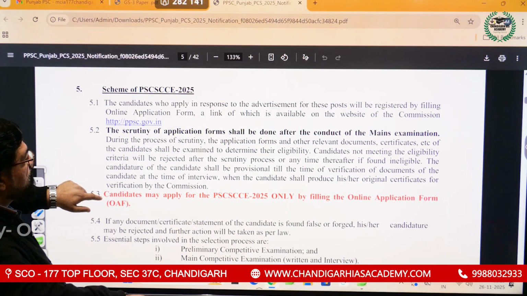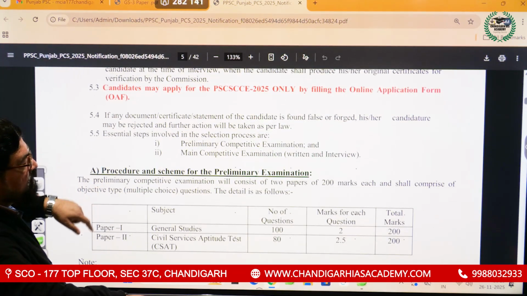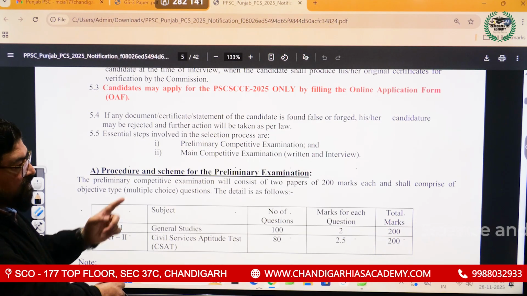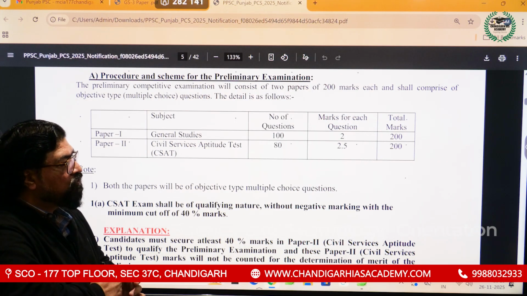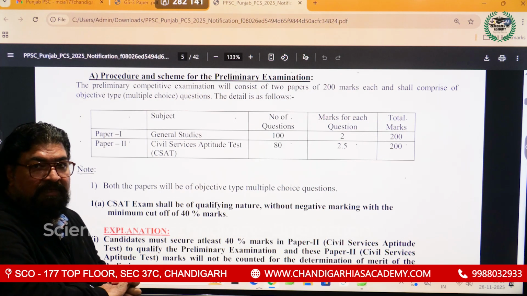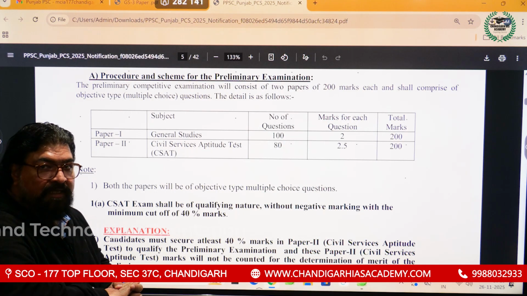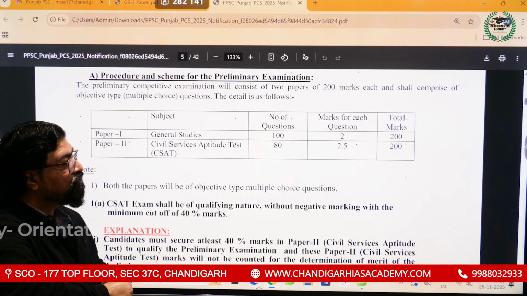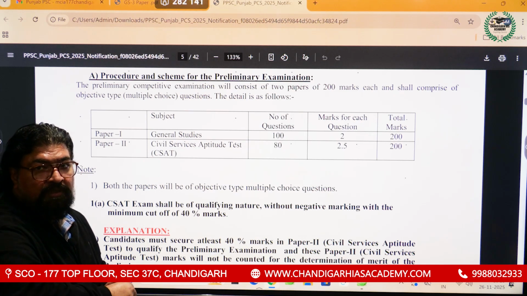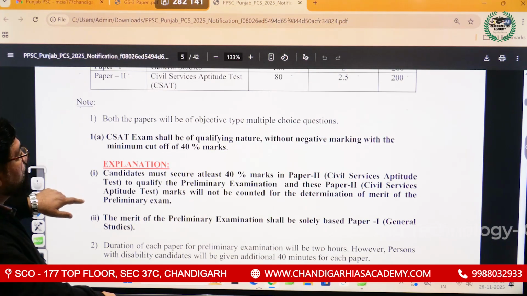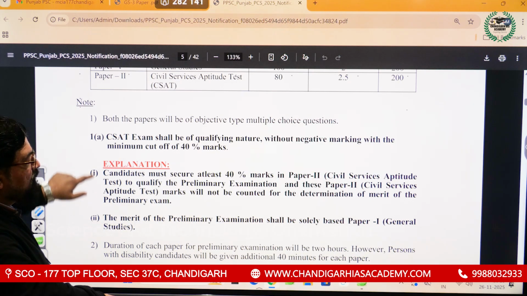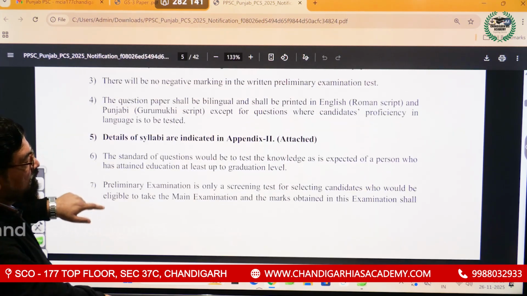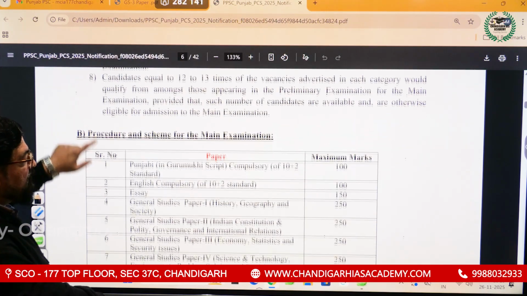Scheme of the exam, right? What you find here: preliminary exam and mains exam, right? Now, mains exam, written and interview, and you can see here, general studies, paper 1, 100 questions, 2 marks each, 200 marks. And the civil service aptitude test, same as CSAT of the UPSC exam, IAS exam, but here you have 80 questions, 2.5 marks each, 200 marks. Same pattern as UPSC, you can say. And again, CSAT is 40% qualifying, right? Without negative marking, with the minimum cutoff. So that has to be there in paper 2 CSAT. That is very, very important. And then the detailed syllabus is given in the notification.